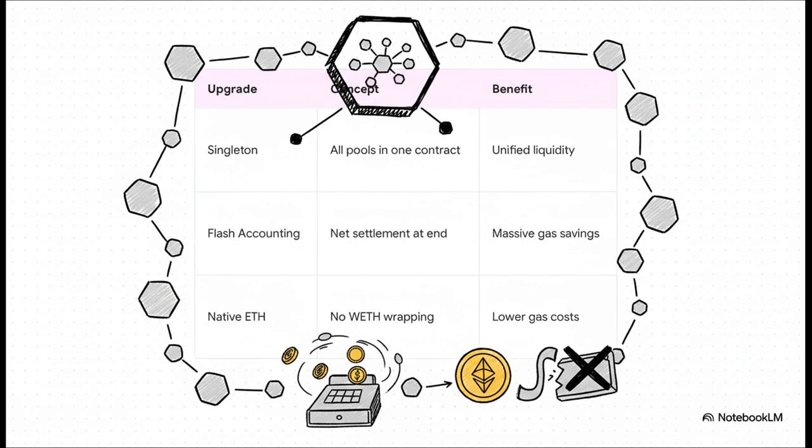Think of it like this. Instead of thousands of separate bank branches, we now have one central headquarters that holds all the pools. So much simpler. Second, flash accounting. This works kind of like a bar tab. Instead of settling every little transaction one by one, it just adds everything up and settles it all at the very end. This cuts out a ton of costly steps. Plus, v4 finally supports native ETH, so no more expensive wrapping ETH into WETH just to make a trade.